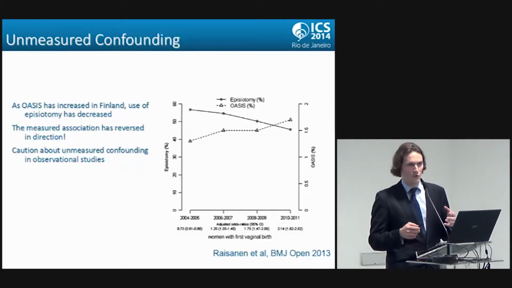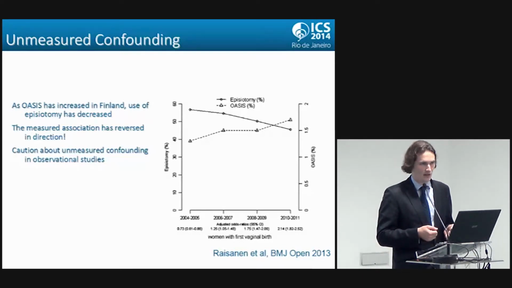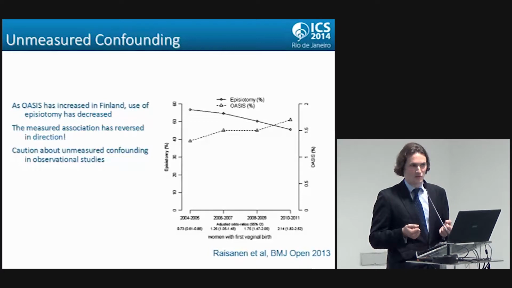Back in 2004, when midwives did these episiotomies a lot, it was strongly protective against OASIS, with an odds ratio of 0.73. But as midwives started to cut back on the number of episiotomies they did, they were restricting them to women who were already at high risk of OASIS, women having difficult deliveries of big babies. And so by 2011, it's a strong causal factor for OASIS with an odds ratio of 2.1. So the direction of association has totally changed.